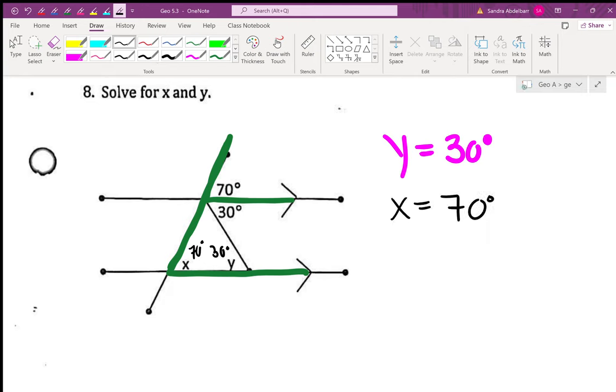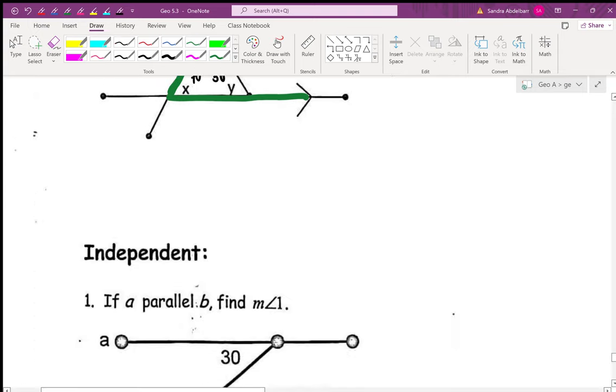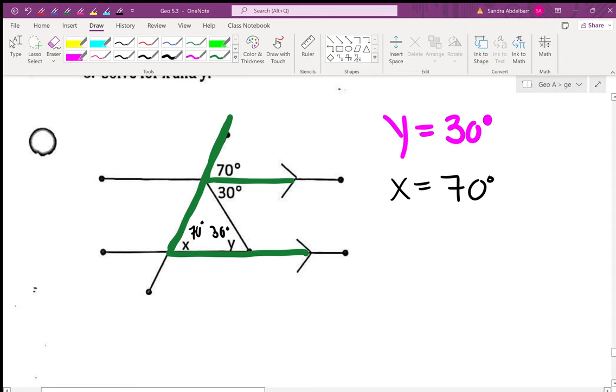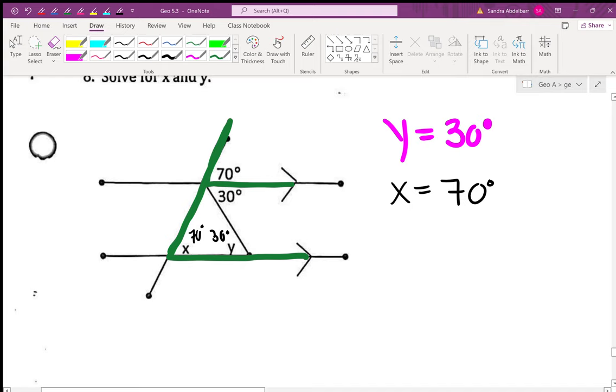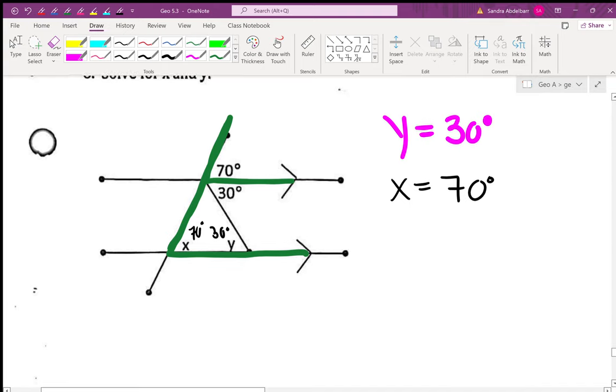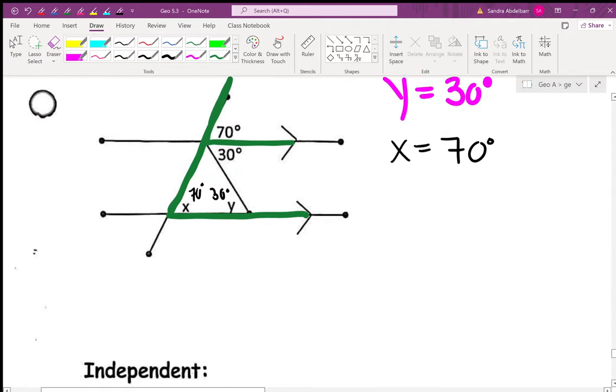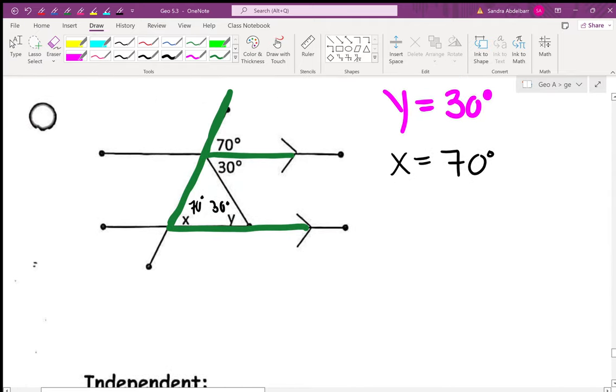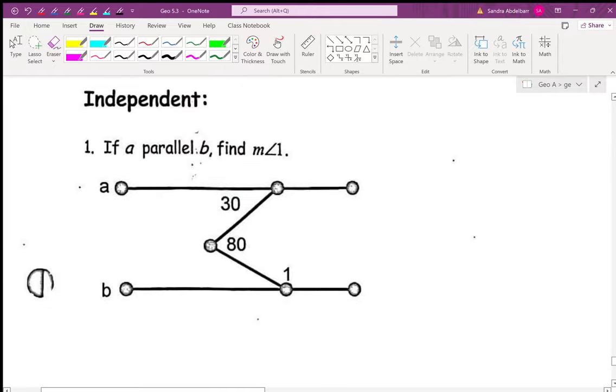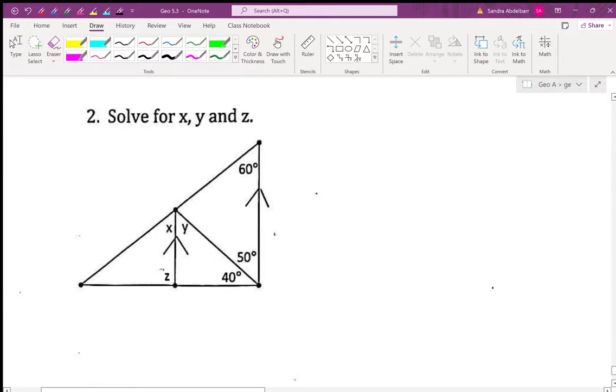All right, one more problem, then we'll call it a day. We found the Z to find Y and then the F to find X. All right, I'm skipping number 1. Go to number 2 here. Solve for X, Y, and Z.